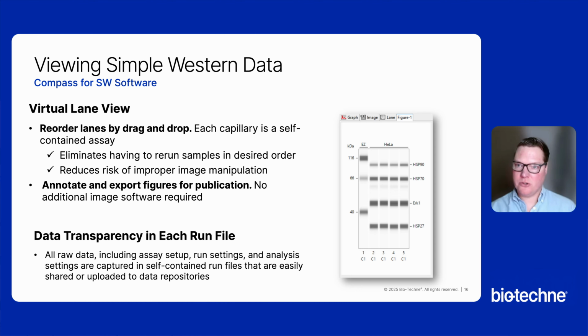Traditional Western blot users may be more accustomed to viewing their data as bands on a gel. Therefore, Compass also provides the option to view Simple Western data in a virtual lane view. Instead of peaks on an electropherogram, in lane view, your target is presented as bands, just like an imaged membrane from traditional Western blot. Because each capillary is a self-contained assay, the lanes can be easily reordered using just a drag and drop of the mouse.